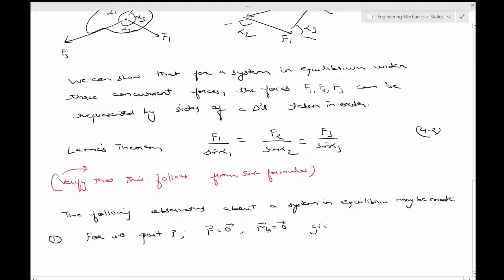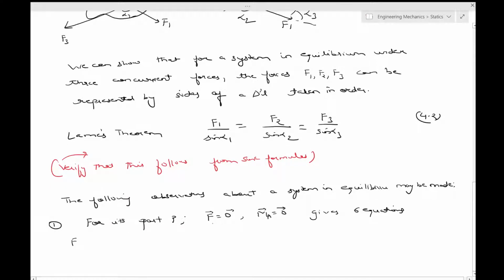This gives 6 equations. Let's write them down. This will give you 3 equations because it's a vector. So Fx will be 0, Fy will be 0, Fz is 0. Similarly, this is also a vector equation, so it will give you 3 equations. So MAx will be 0, MAy is equal to 0, MAz is equal to 0.